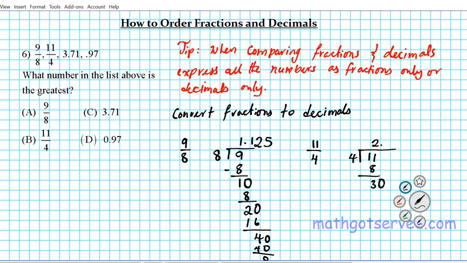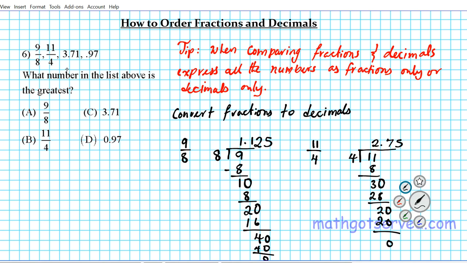All right, now how many times does 4 go into 30? 7 times. 7 times 4 is 28. Subtract that, you have a 2. Put a 0 here. How many times does 4 go into 20? 5 times. 5 times 4 is 20. Subtract to get a 0. Okay? All right, so 11 over 4 is 2.75.